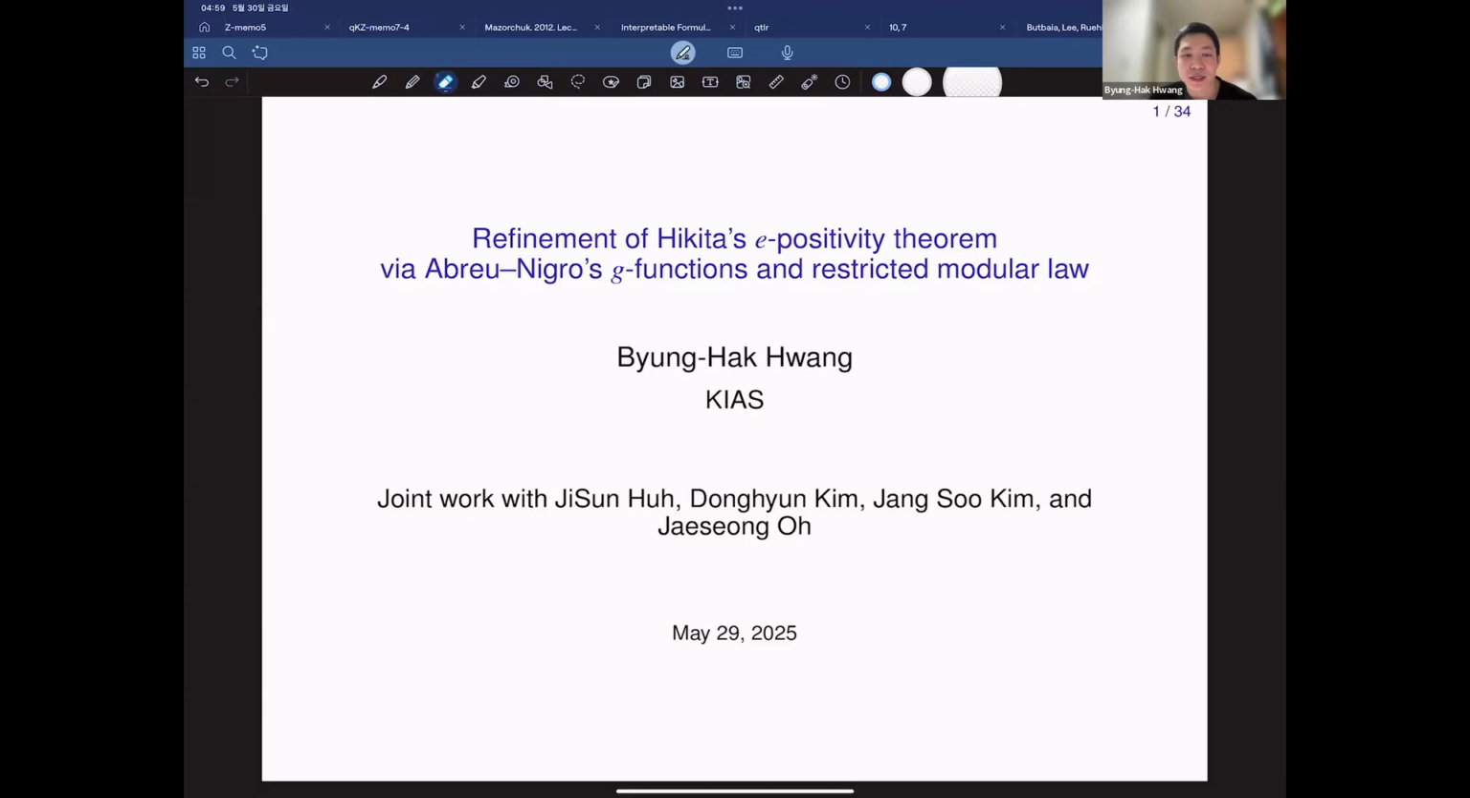This morning, last night in my time zone, Hikita presented his work on the Stanley-Stembridge conjecture. So in this talk, I will talk about the refinement of his work and the connection with the refinement and the Hessenberg variety. If you have any question or comment, please feel free to ask and leave a message on the chat. Okay, let me start.